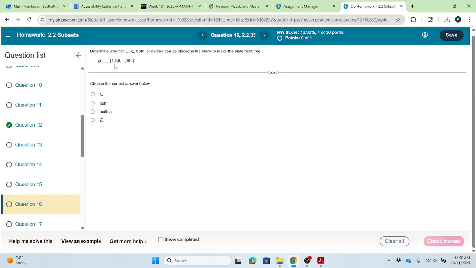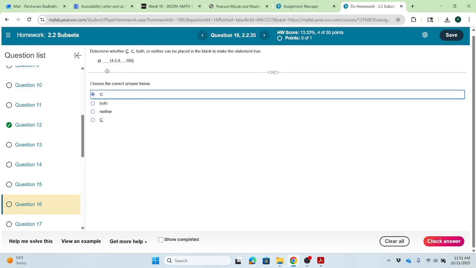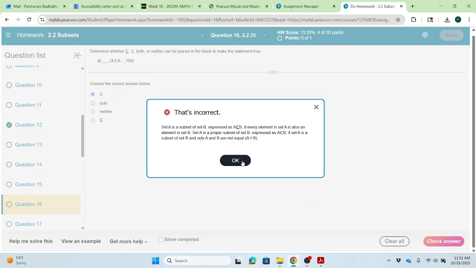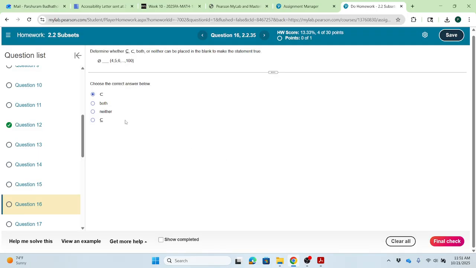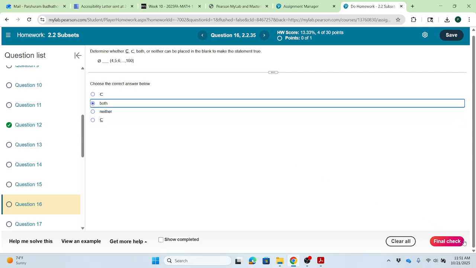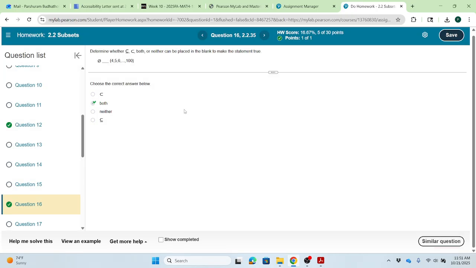Empty set is a subset of any set, right? Determine whether this or this. It's a proper subset. Empty set is a proper subset of this one, so equality is not needed. Okay, what happened? Let me just look at this. It is proper, and you can also say it's a subset. So it's both actually. I missed that part. Sorry about that. Empty set is proper, and it is also a subset. So it's both.